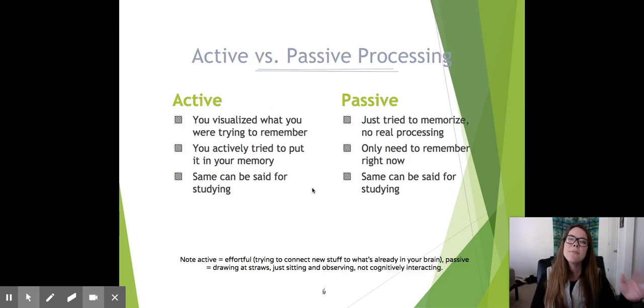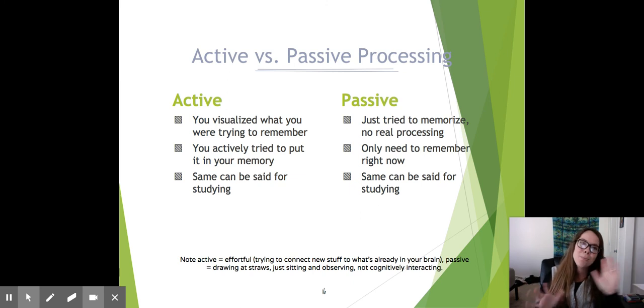And we have active and passive processing, right? When you're actively processing, you visualize what you're trying to remember. You actively try to put it in your memory. The same can be said for studying. So think of active as when you study, you're actively trying to encode. But then there are also some people who passively try to encode, right?